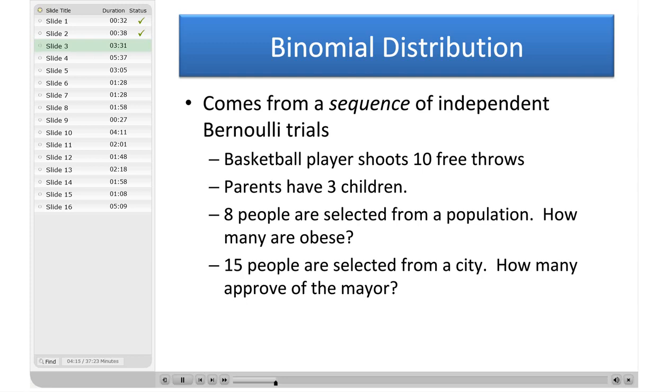The same thing can be said for the next example. We have a sample of size 15 from a city, and we're going to ask each person in that sample whether or not they approve of the mayor. And each time we're going to get a yes or no answer. And so each one of those people is a Bernoulli trial. And that means the total number of people in the sample who approve of the mayor, which is going to be somewhere between 0 and 15, is a random variable, and that random variable follows a binomial distribution.